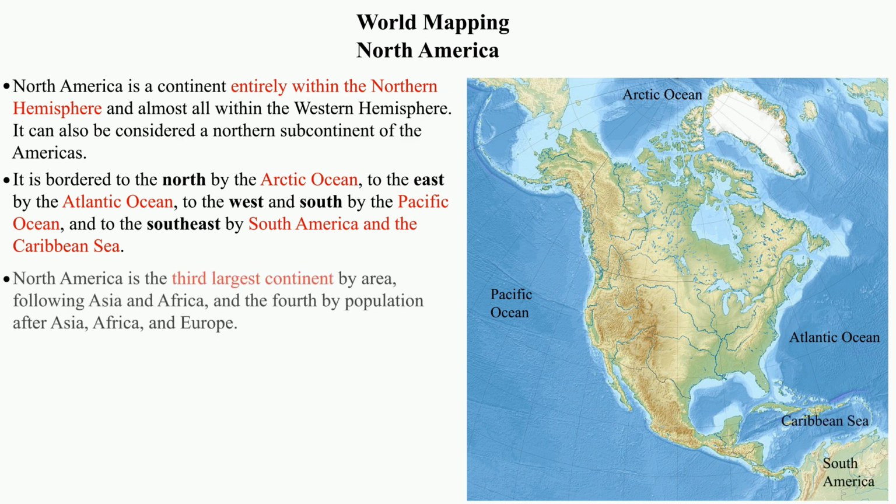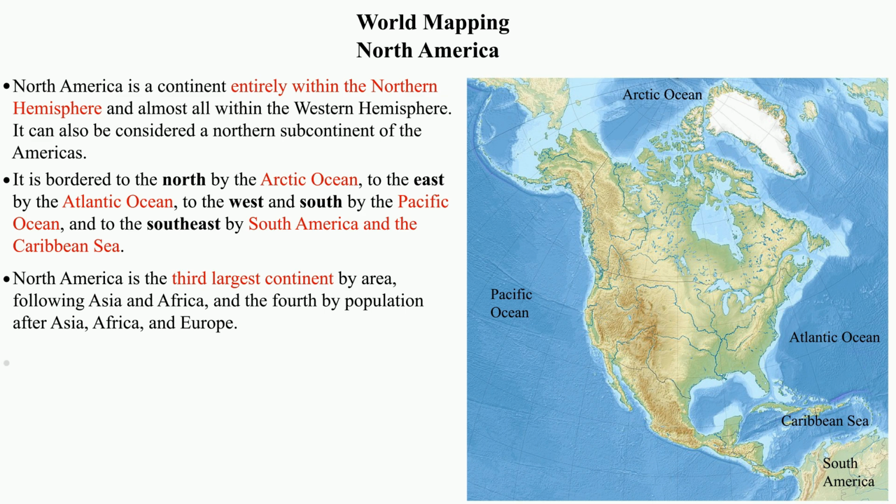North America is the third largest continent by area, following Asia and Africa. Means Asia is the largest continent, then Africa, and then the third largest continent is North America. And it is fourth by population after Asia, Africa, and Europe. So in terms of population it is fourth, and in terms of area it is third.